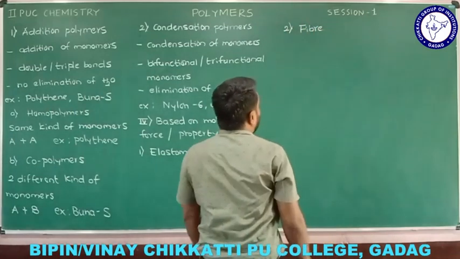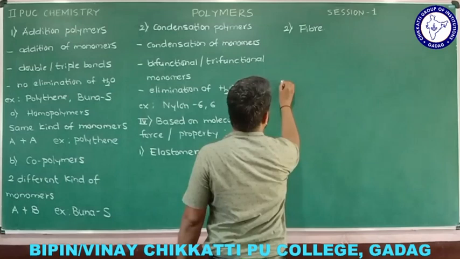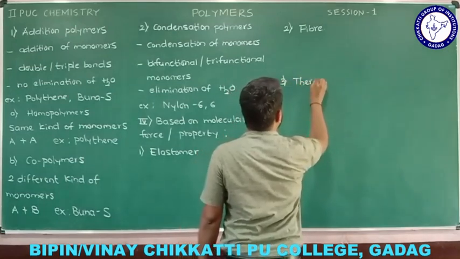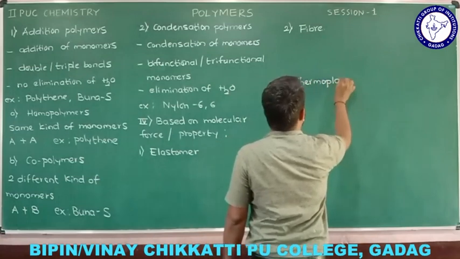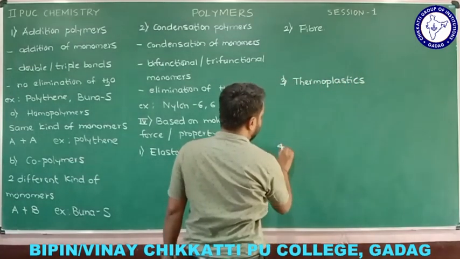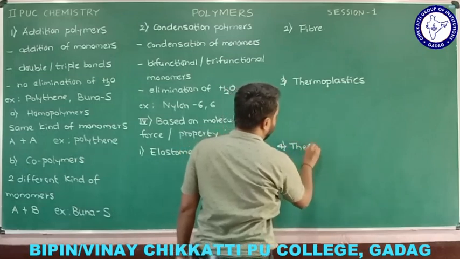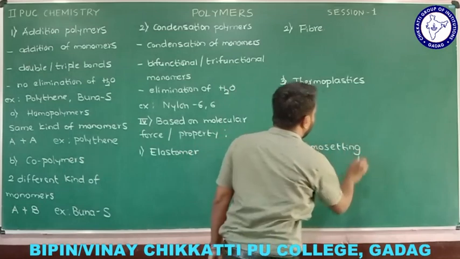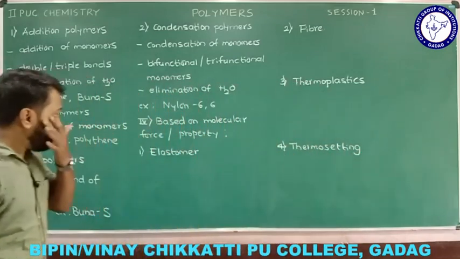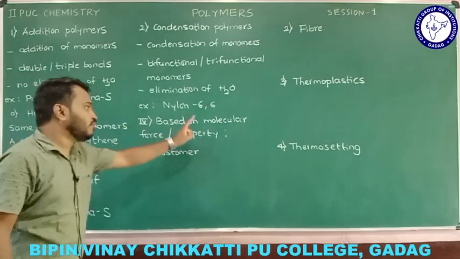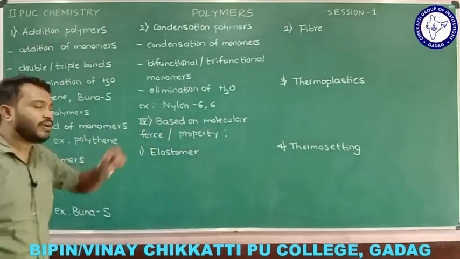Second one is fiber, and the third one is thermoplastic polymers, and the fourth one will be thermosetting polymers. So these are the 4 different types of polymers based on molecular force or property.